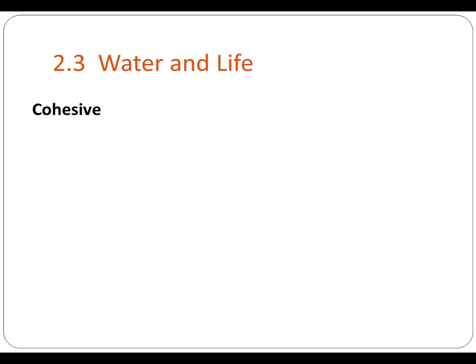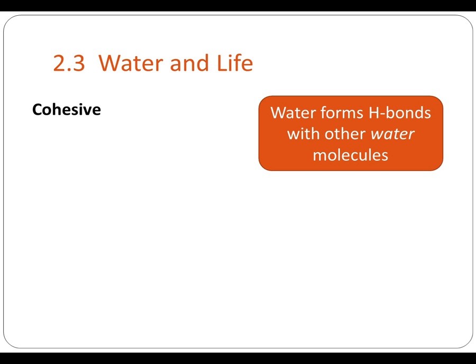One property of water is that it's considered to be cohesive. Anybody read ahead and know what that meant? Yes? Correct. It means they stick together. If a molecule is cohesive, that means it bonds with other molecules of the same type. So in other words, water can form what kind of bonds with other water molecules? Hydrogen bonds. Okay. So what it means if water is cohesive is that water can form hydrogen bonds with other water molecules.